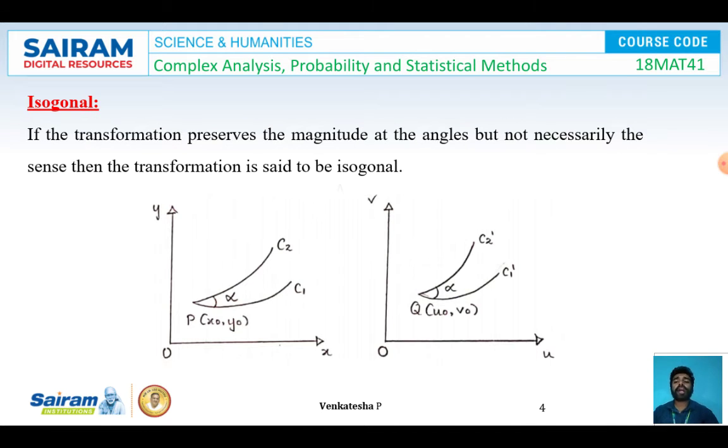Isogonal. If the transformation preserves the magnitude of the angles but not the sense, then the transformation is called an isogonal transformation. From the two figures given, we can observe the isogonal transformation between them.